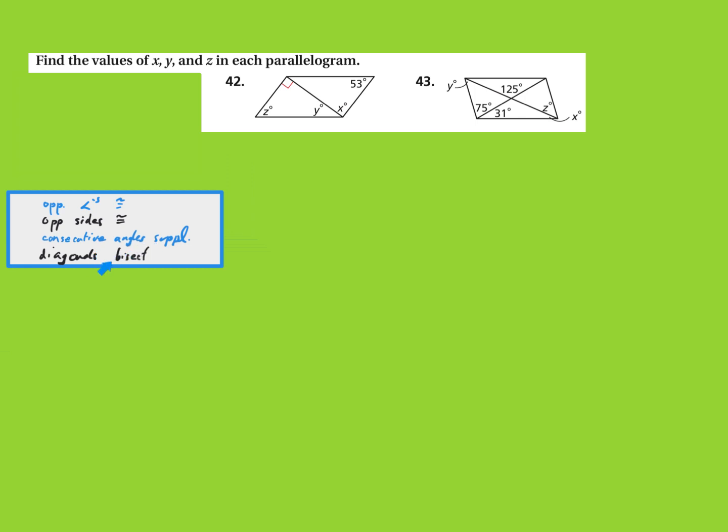All right, let's take a look at number 42. This is a parallelogram, therefore we know that the opposite angles are congruent. Therefore, z is 53 degrees. Now, let's look at this right triangle where there's a 90-degree angle and a 53-degree angle. We know that these three angles have to add up to 180, so that z and y have to add up to 90.